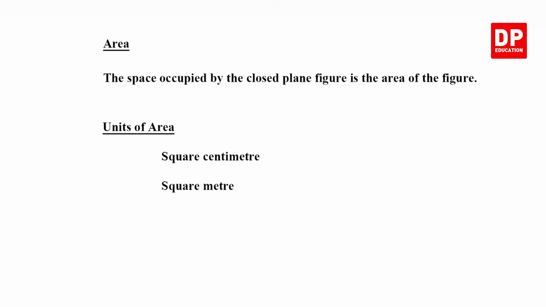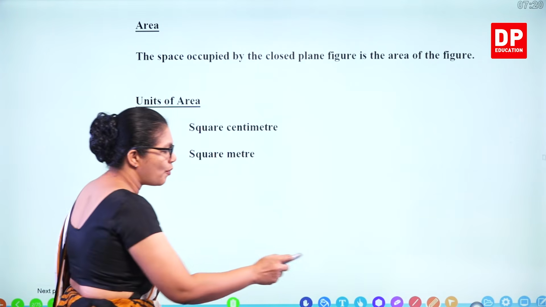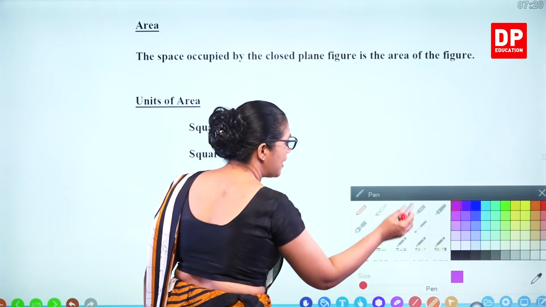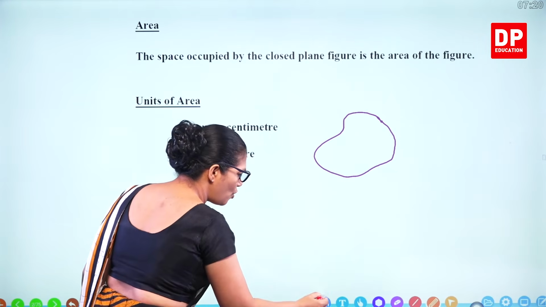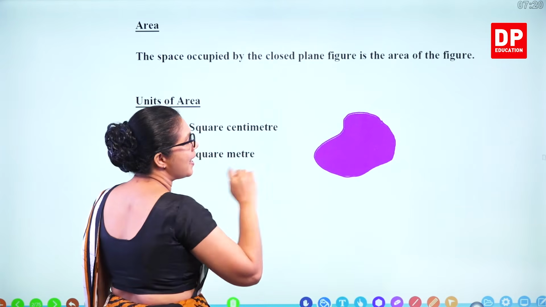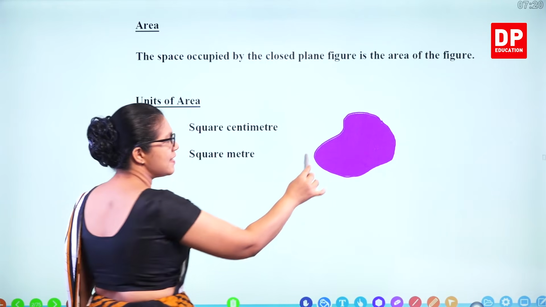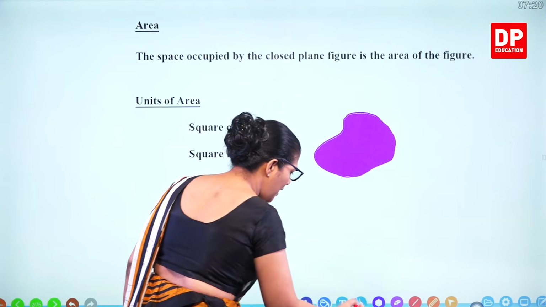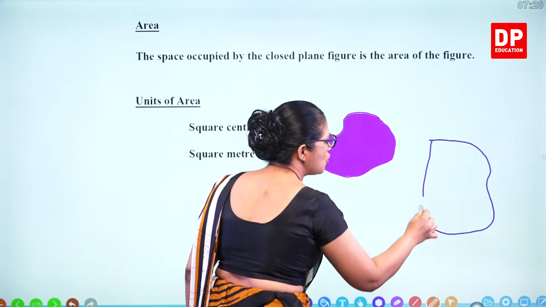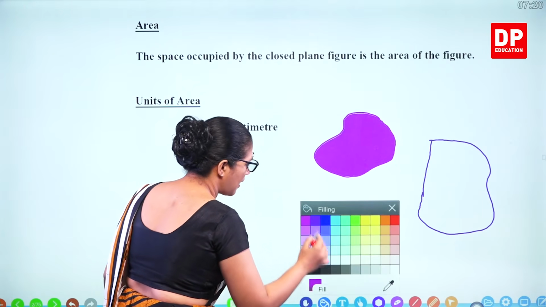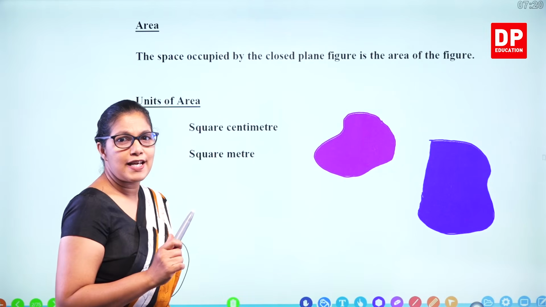What's area? Area is the space occupied by the closed plane figure. So let's take any closed plane figure. This is a closed plane figure. So the space occupied by this closed plane figure is called the area. So this is the area. We can take another figure. Any shape you can color it, so that the space occupied by this closed plane figure is the area.